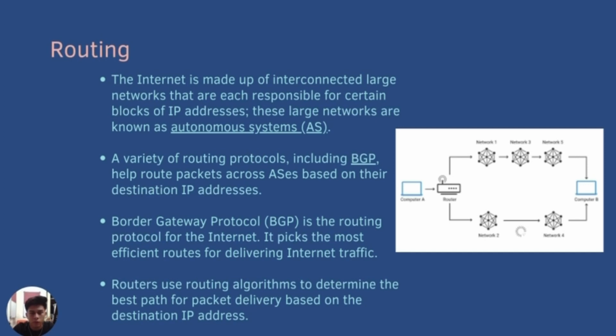For example, as you can see from the picture, you want to transfer packets of data from computer A to computer B. The router will use the best and shortest path so that the packets of data can travel in a short time. In the picture, the router will use the path at the bottom, through network 2 and network 4, so that the packets can arrive at computer B much faster than using the top path, which has to go through network 1, network 3, and network 5. That would use more time for the packets of data to travel.